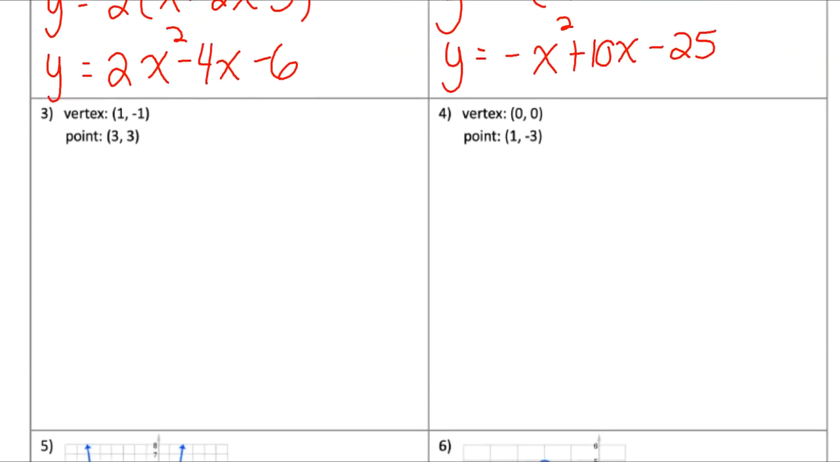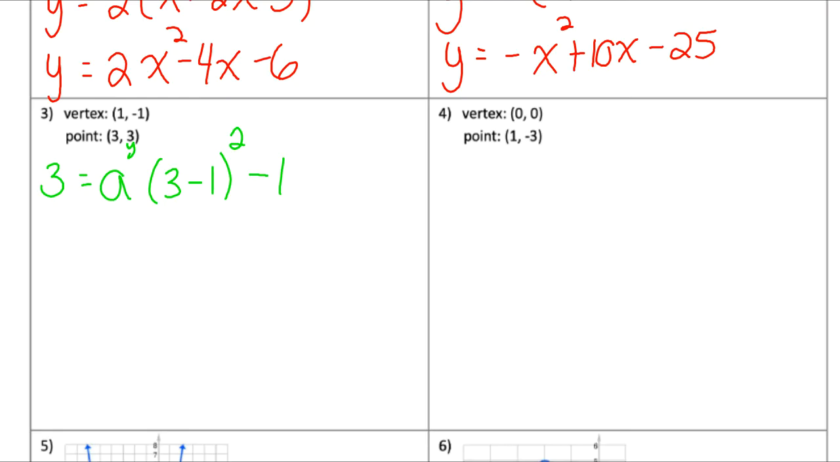All right, 3 and 4. So number 3, we are given a vertex. So I'm going to write this one in vertex form. So with my vertex form, I'm going to plug in my y value. That's 3. Remember, that's the y. Equals the a value times the x, which is also 3, minus h, the x of the vertex, squared, and then plus the y value, which is -1. So there's what it looks like.